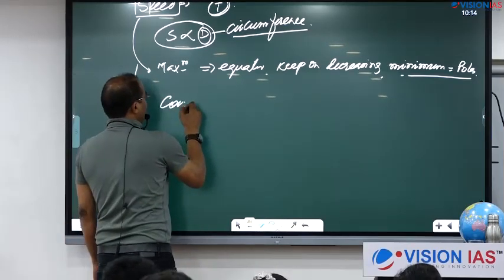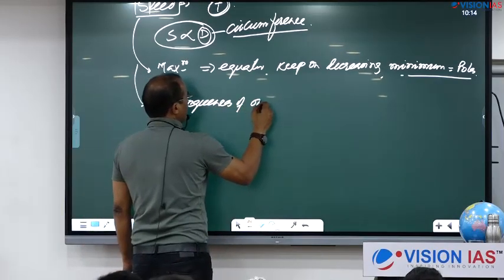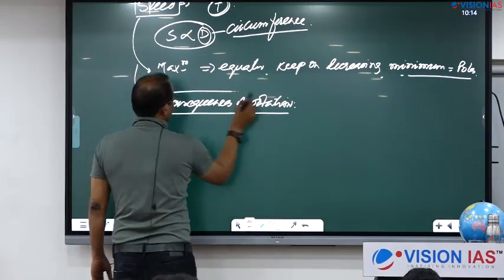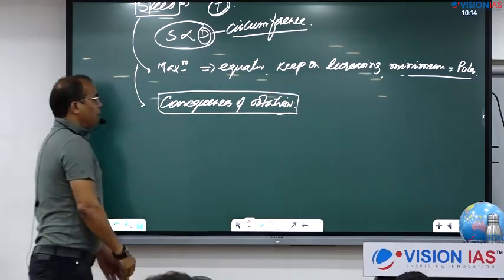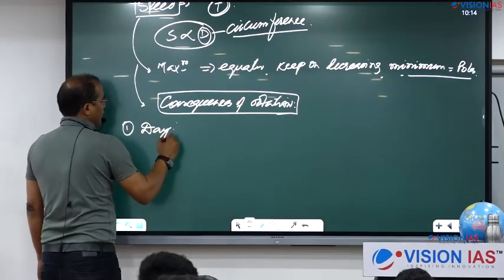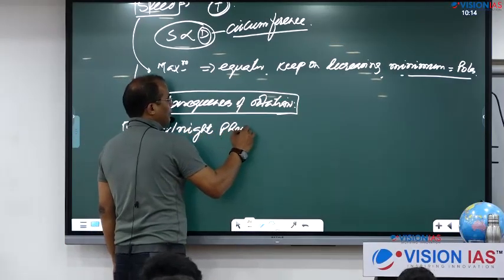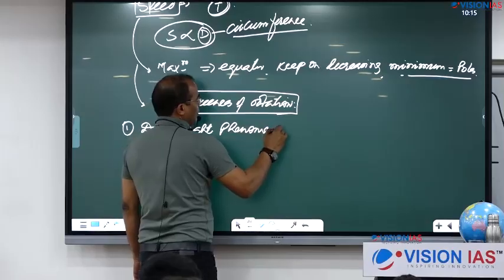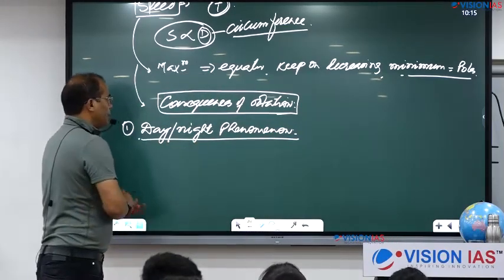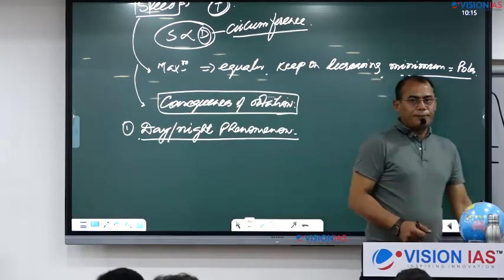The consequences of rotation. The most important consequence: day, night phenomena happening at any place is because of rotation.